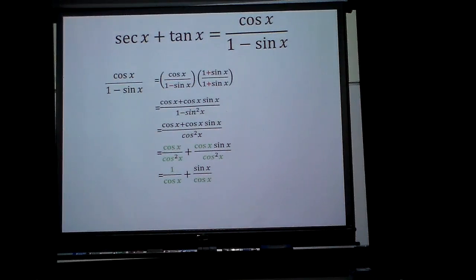And I think we can see it from here, because what is 1 over cosine x? Well, that's going to be secant, and sine over cosine will be what? Tangent, which is what we are looking for.